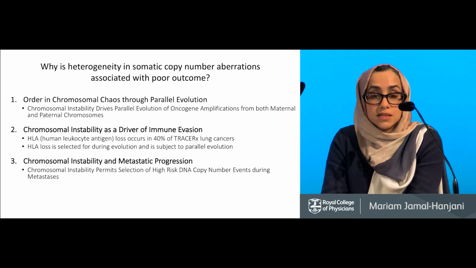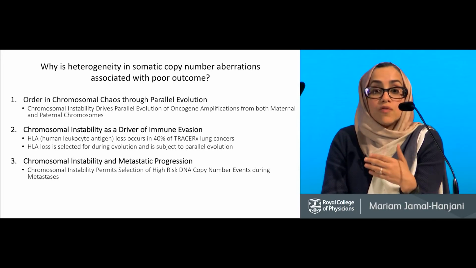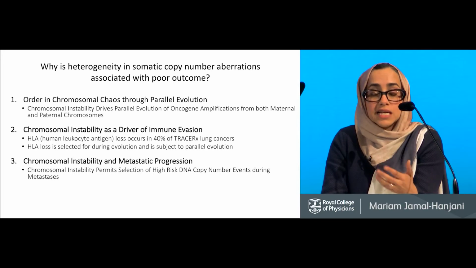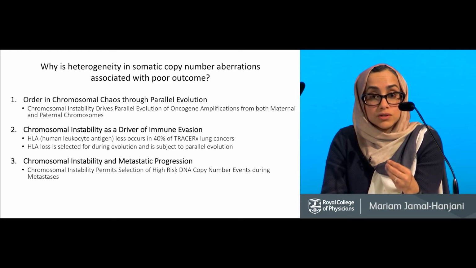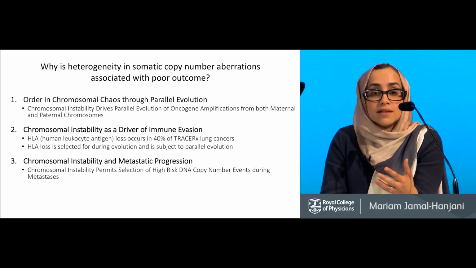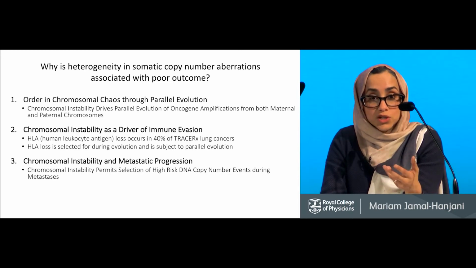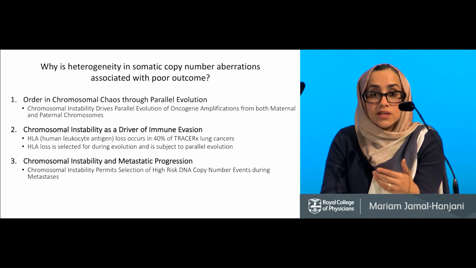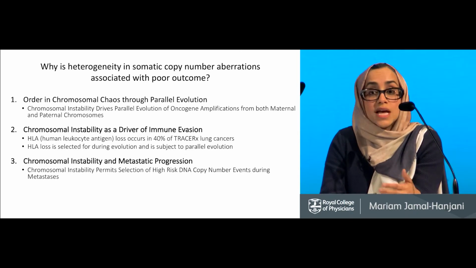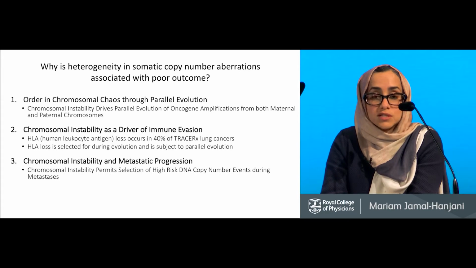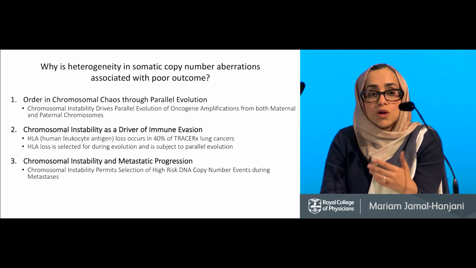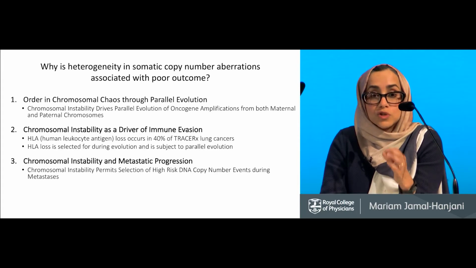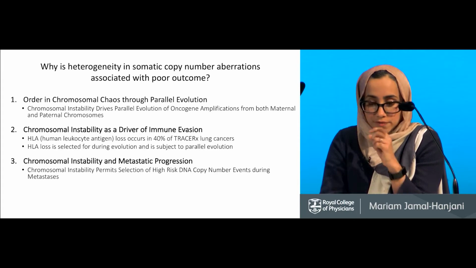We also see that there's good evidence across the cohort, 40% at least, of HLA loss. So we know that cancer cells present antigens to the immune system, and that if there is a loss of HLA, we need HLA in the interaction with MHC in order for antigens to be recognized by the immune system. If there is a loss, then these tumours are able to evade the immune system. So there's good evidence of chromosomal instability driving immune evasion.